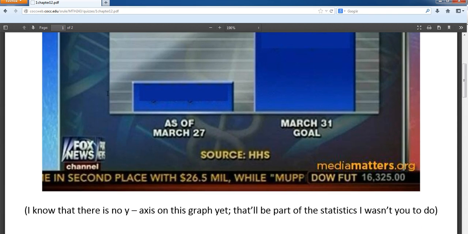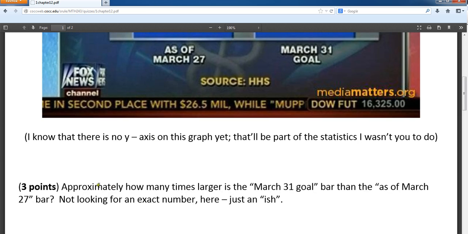So I asked a couple of questions because the point of this quiz is to hit at a more important question: is there an improper way to show data? This is one particular way I believe is improper. So here we'll take a look right here. First question: approximately how many times larger is the March 31 goal bar than the as of March 27 bar? Okay, so I'm looking for an approximation here.